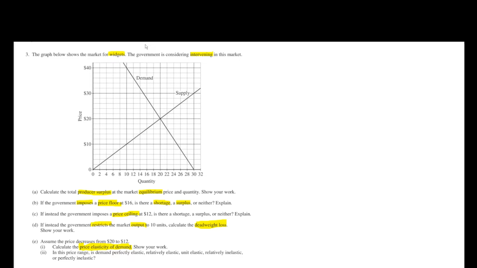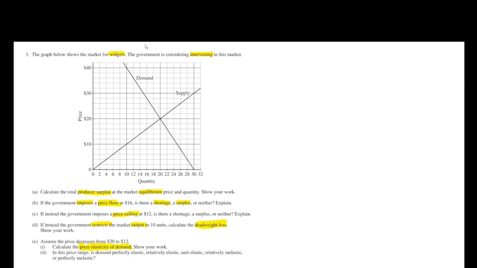So at that point, is there a shortage or a surplus, or neither? Okay. A shortage is when you have quantity demanded greater than quantity supplied. Okay, and if you can remember that, then surplus is just the opposite. Quantity supplied is greater than quantity demanded.